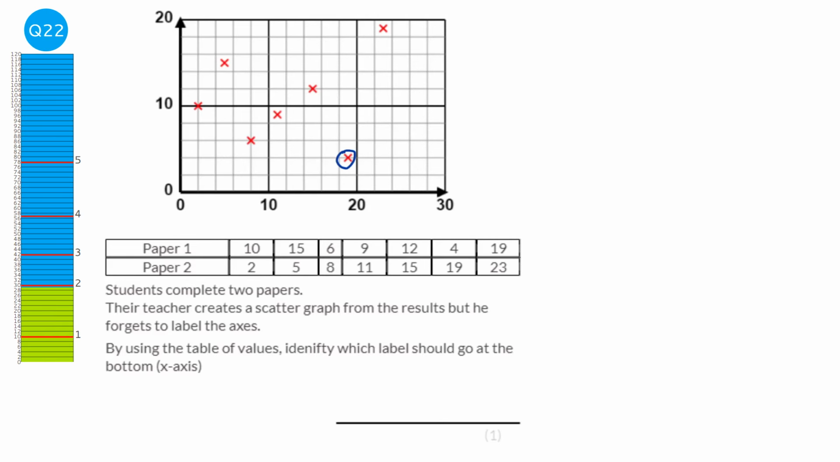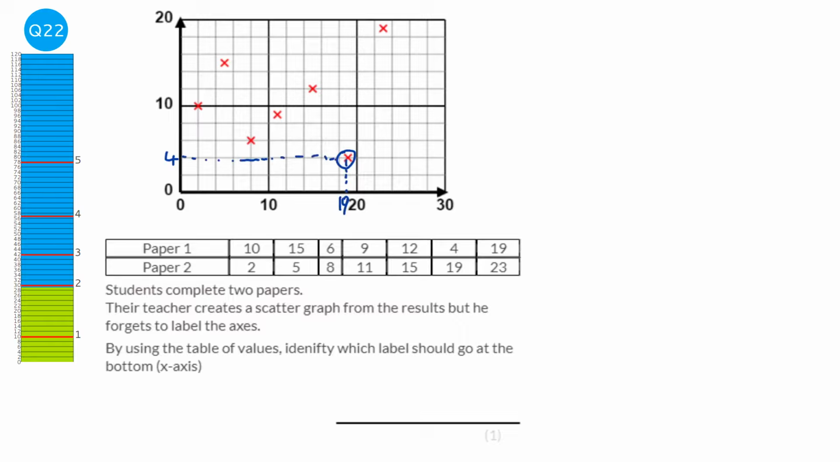And we just need to work out what the coordinates are. Well, it's going up in 2, so it's going to be 4 on this side. And this is kind of 4.5, so that's going to be 19 there. So we know it's 19 at the bottom and 4 at the side here.